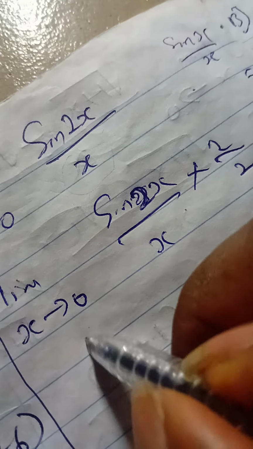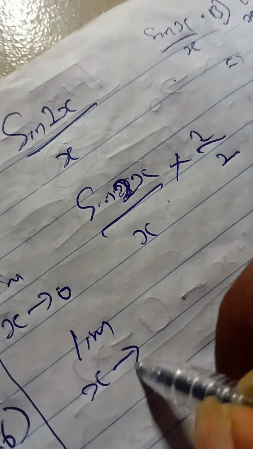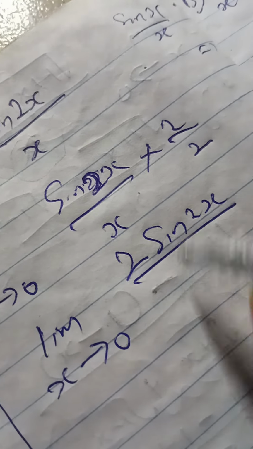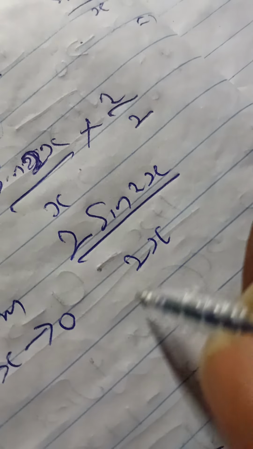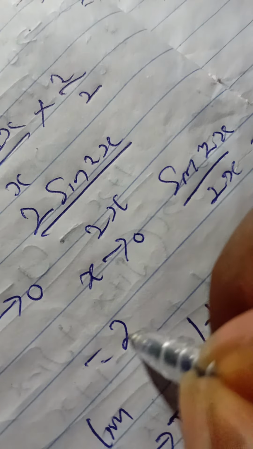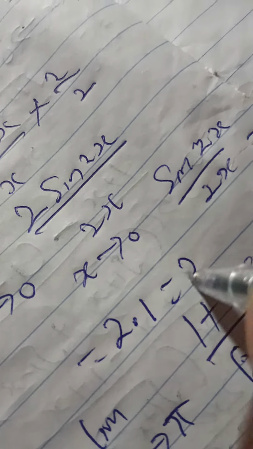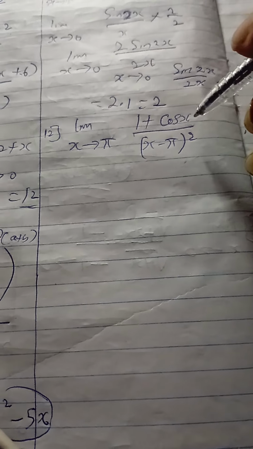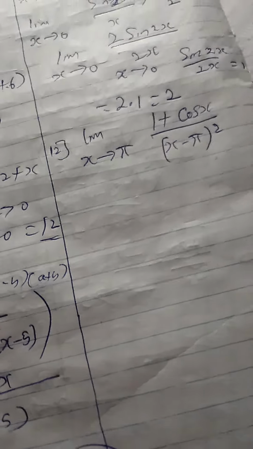So it's going to give us limit as x tends to what? 0 of what? 2 sine 2x over what? 2x. Now as x tends to 0, sine 2x over 2x equals to 1. So your final answer is equal to 2 times what? 2 times 1 equals to what? Equals to 2. Can you see that? So for this guy, you can use L'Hopital's rule and differentiate, but I don't want to use L'Hopital's rule.